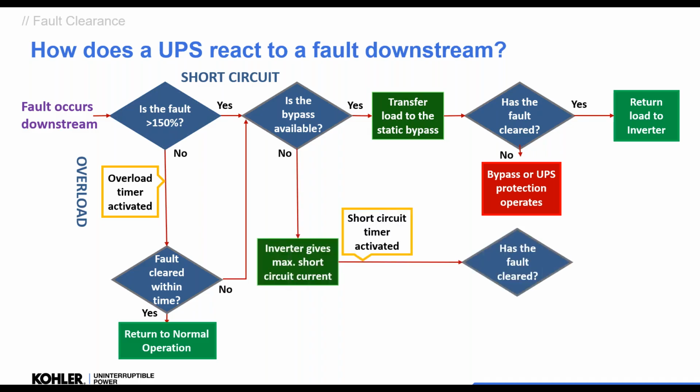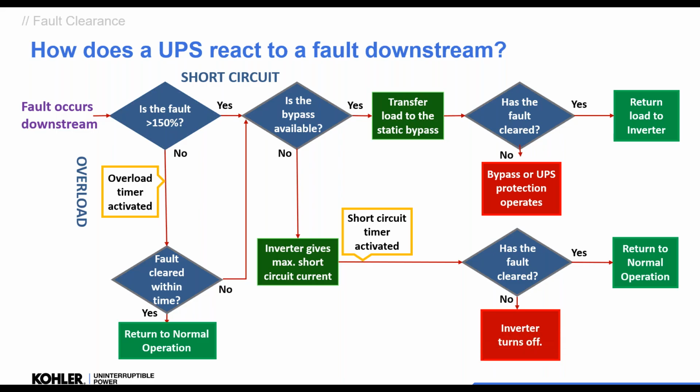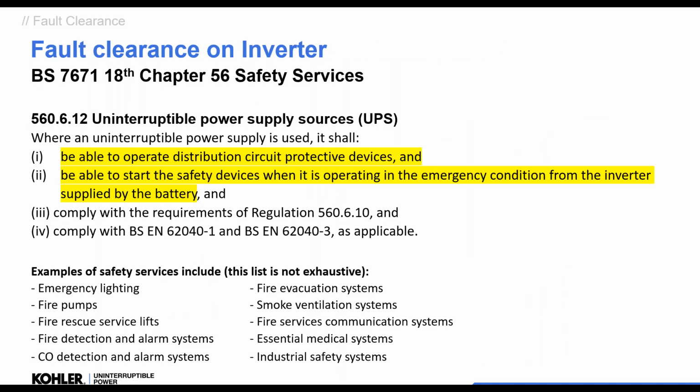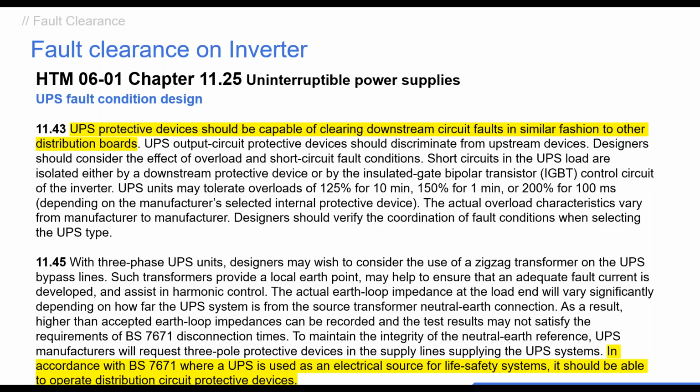Now, if there is no bypass available, because we're on a mains failure, the inverter will go into short circuit, and this means it will current limit, reduce the voltage, and give as much current as it can to try and clear that fault. If it doesn't clear the fault, the inverter will turn off and we drop all load connected. Now, when we look at BS 7671 in safety services, it says when you use a UPS, it should be able to operate distribution circuit protective devices and be able to start safety devices on inverter, on battery.